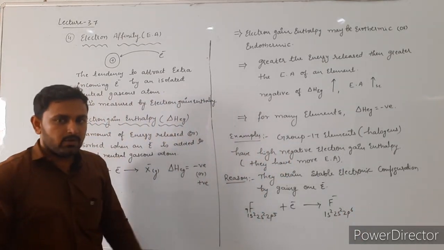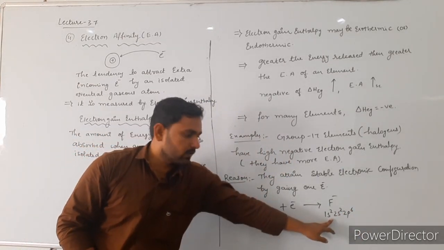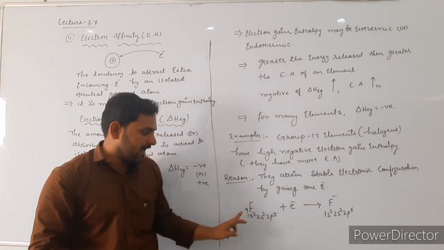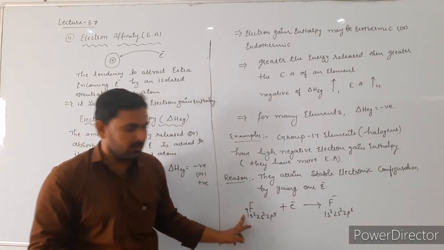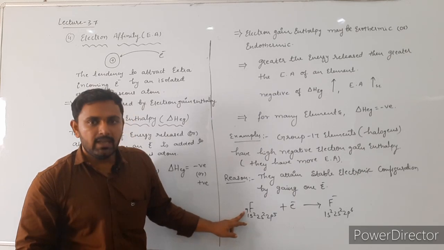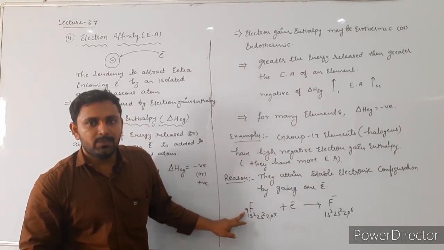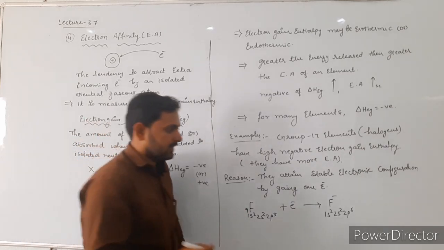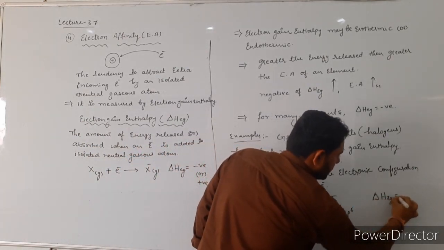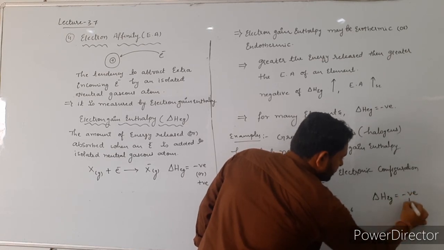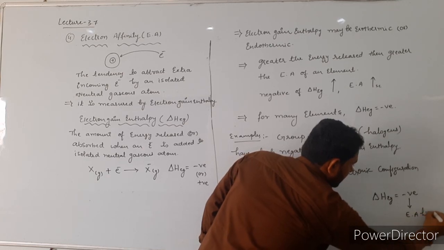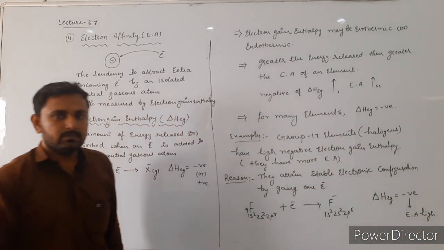See here, compared to the previous one, this electronic configuration is more stable. Just by gaining one electron, halogens or group 17 elements' electronic configuration becomes stable. That's why they have more electron affinity, or more negative electron gain enthalpy. For halogens, the delta H Eg values are more negative. Because of more negative values, they have high electron affinity.